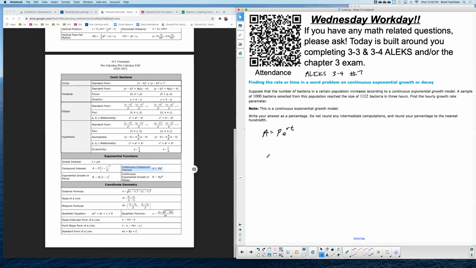So we're going to use this formula, because of this phrase right here, continuous. Once it says continuous, that means use the PERT formula. Okay, a sample of 1,000 bacteria are selected from this population. So the starting population is 1,000.